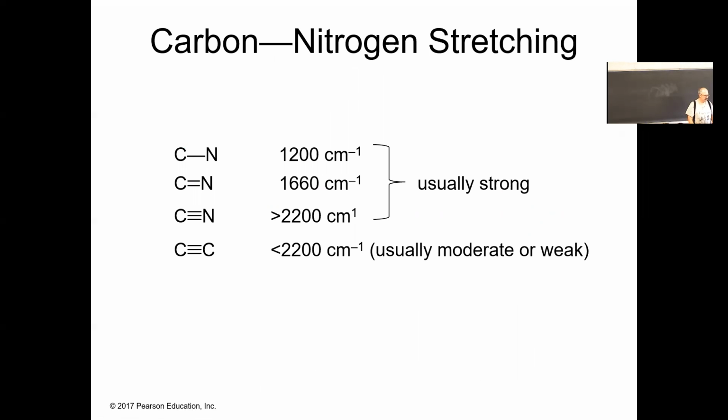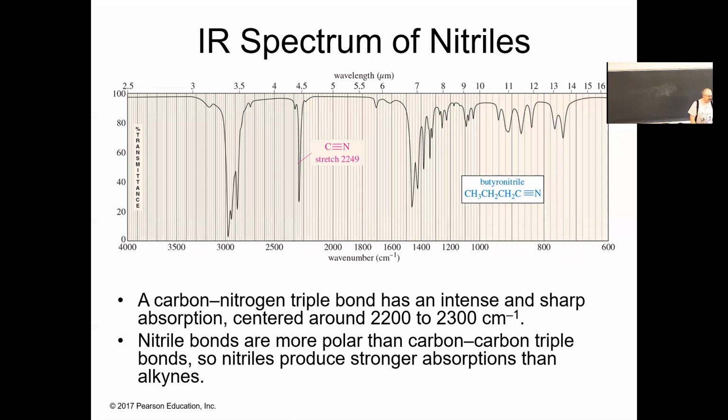Okay, here are some carbon-nitrogen stretches. CN stretches are usually strong, and we have two triple bonds that absorb around 2200. The nitrile will usually be just above 2200, whereas the alkyne will be just a little bit below 2200. The nitrile is often strong, because we're causing a change in the dipole moment as we stretch this. The CC triple bond is usually moderate or weak. So here's a nitrile, butyronitrile. We see the CH saturated stretch, and here's the nitrile CN triple bond.